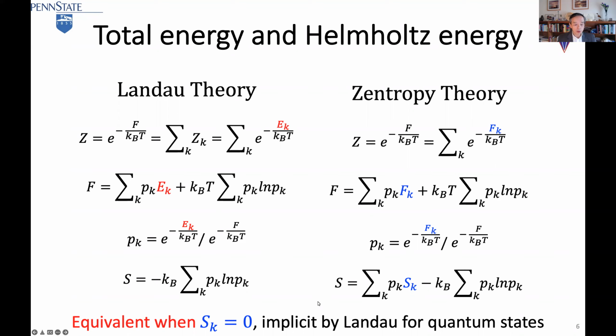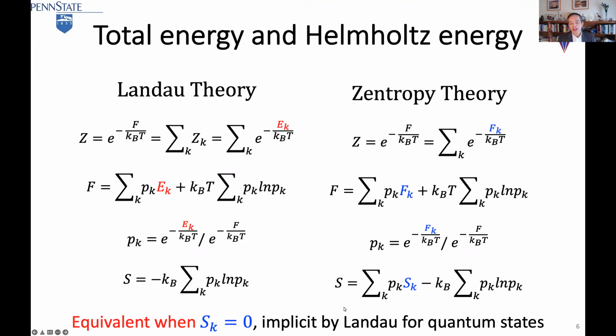However, if you look at the literature, when people apply this Landau theory, they didn't start with quantum states. They started with some other states or intermediate states. For each intermediate microstate, sk is not equal to 0. So we believe that unless you use quantum states, one should use the entropy theory to talk about the partition function and the free energy and the probability and entropy.